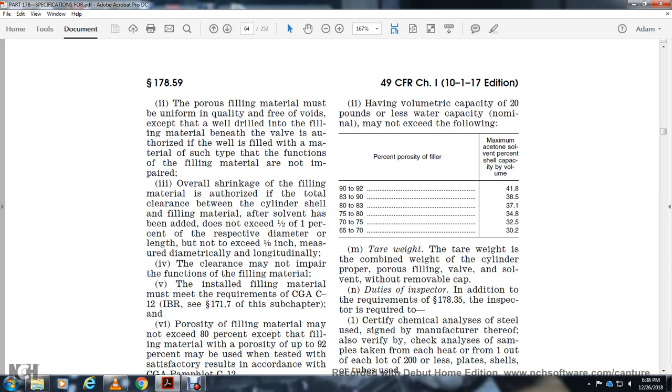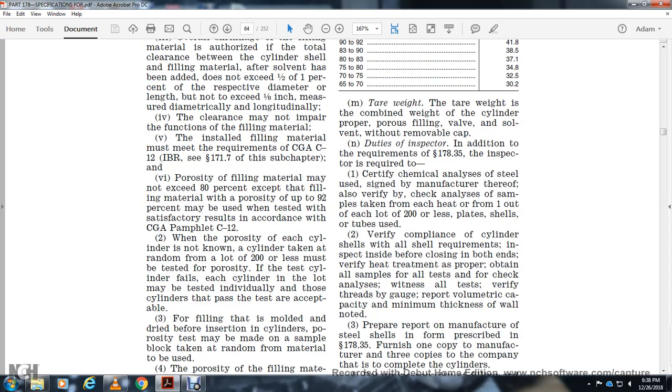Tare weight is the weight of the cylinder combined with the porous filling and the valve. In addition to the requirements of 178.35, the inspector is required to verify the chemical analysis signed by the manufacturer, and verify the check analysis of a sample taken from each heat, one out of a lot of 200 or less of plates or tubes. The inspector must verify compliance of the cylinder, inspect the inside before closing both ends, and verify that heat treatment is proper. Also obtain samples of all tests for a check analysis, verify the threads with the gauge, and report the volumetric capacity, making sure the thickness of the wall is noted.